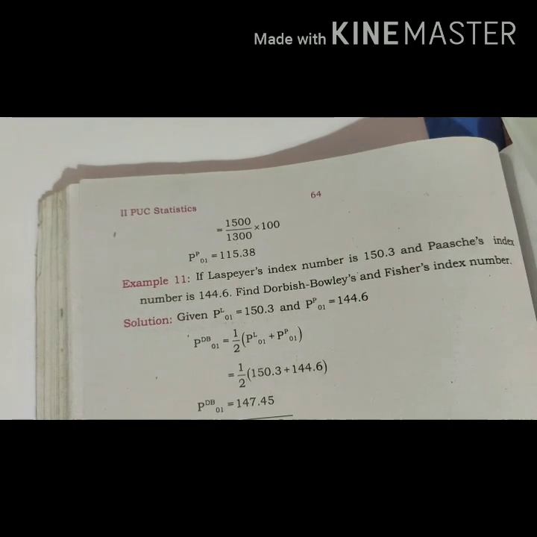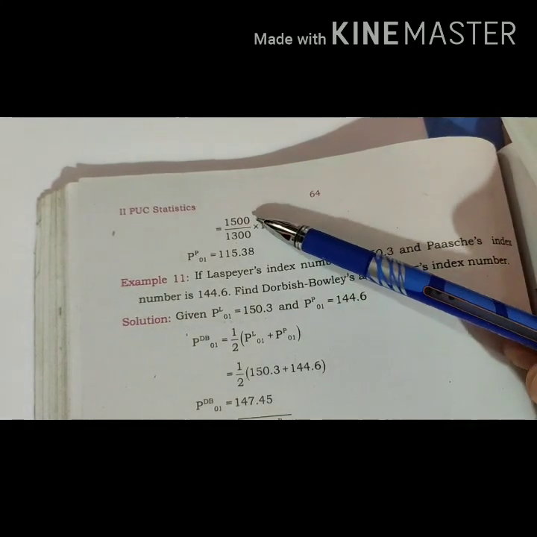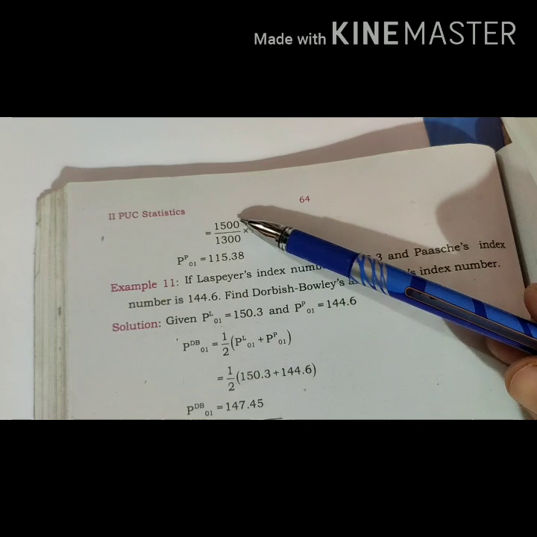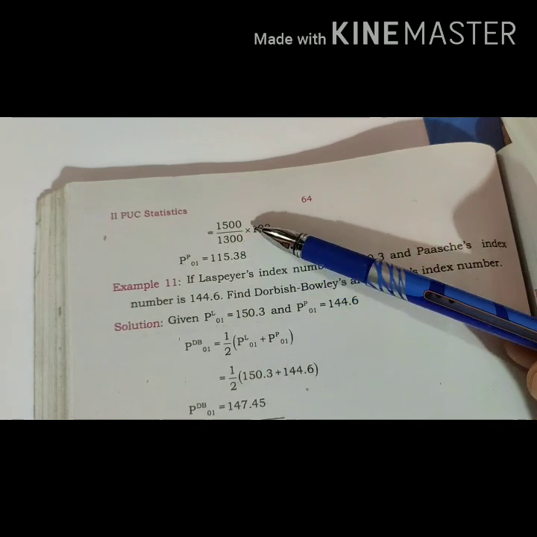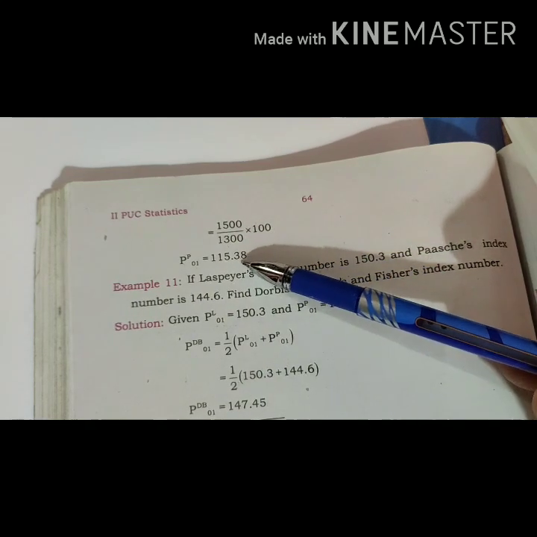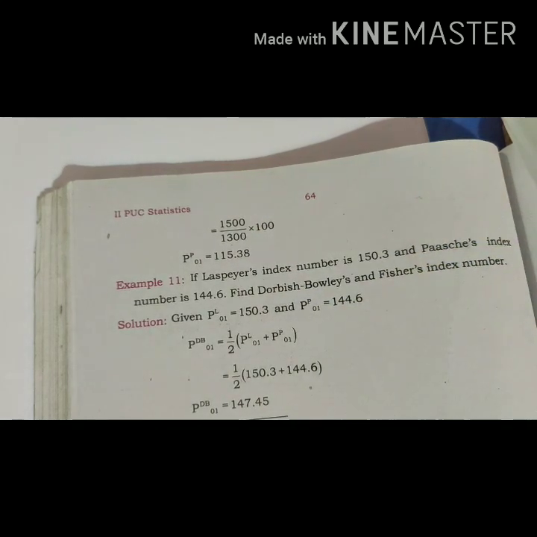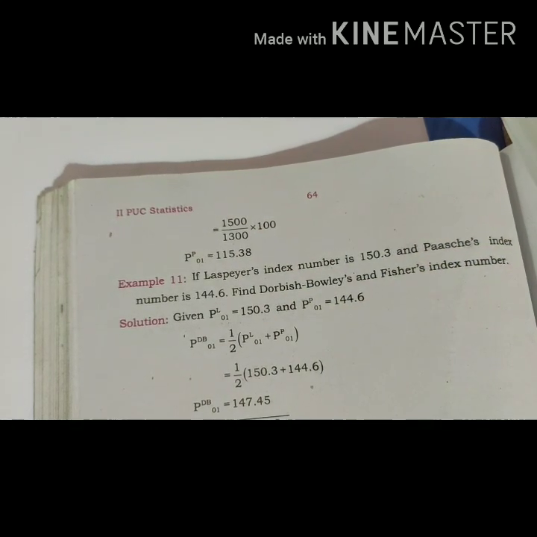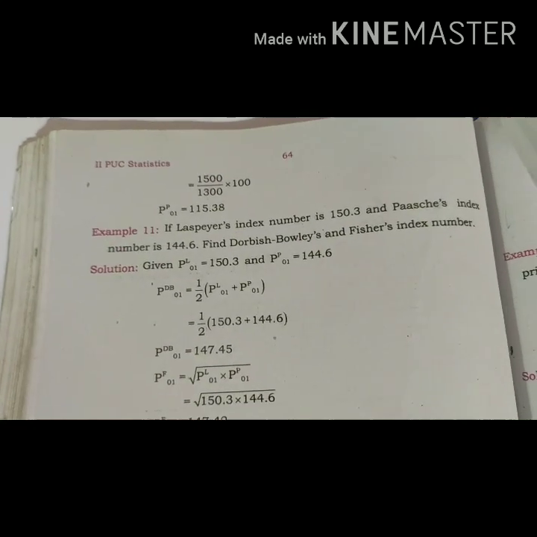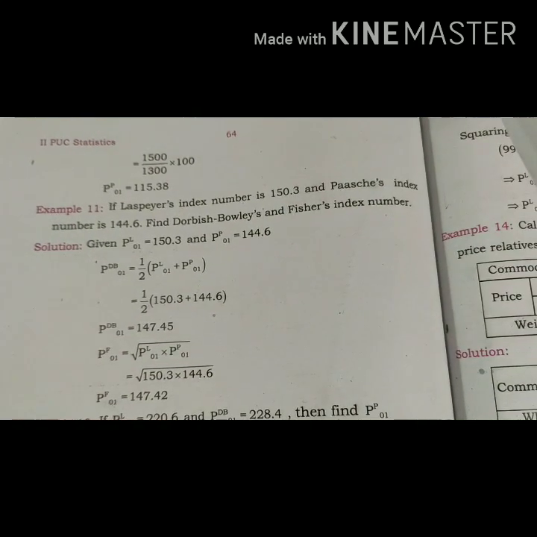Next we will see the substituting. We get 1500 divided by 1300 into 100, which is equal to 115.38.